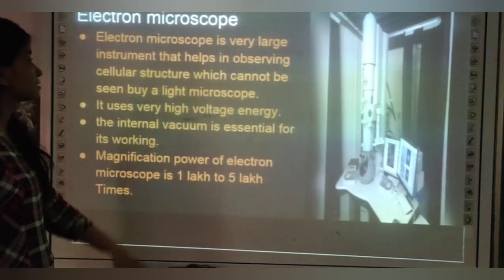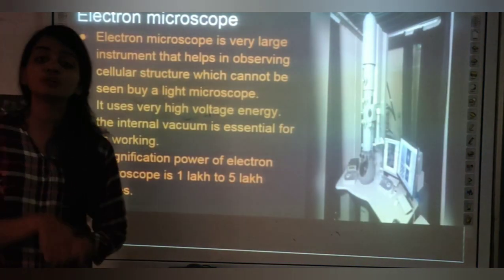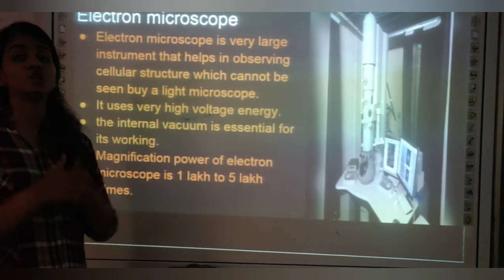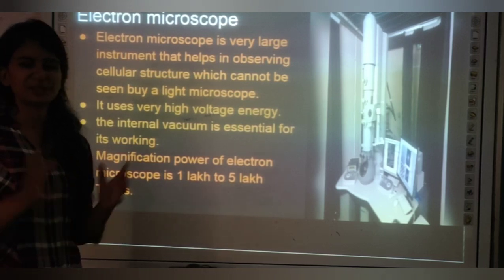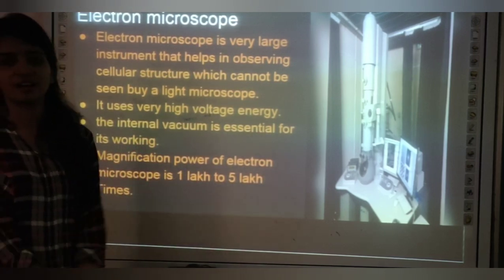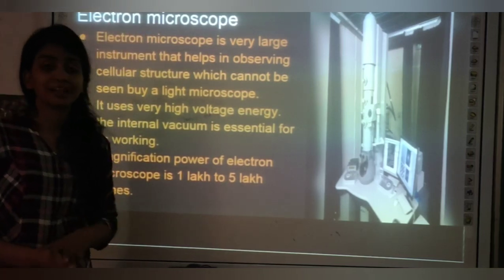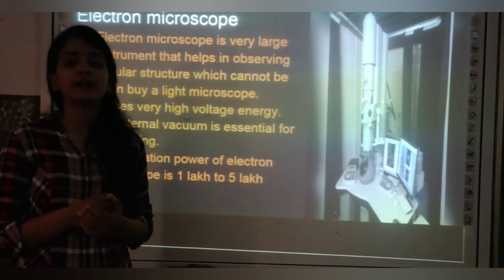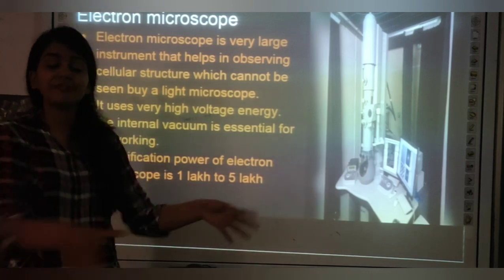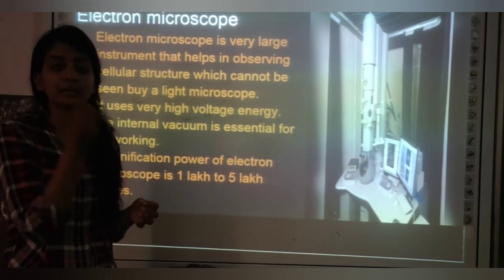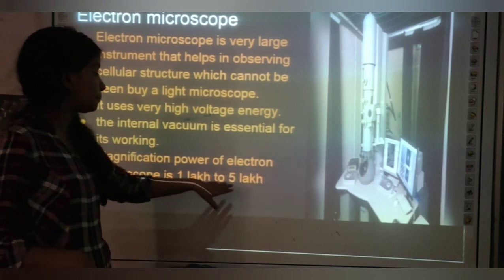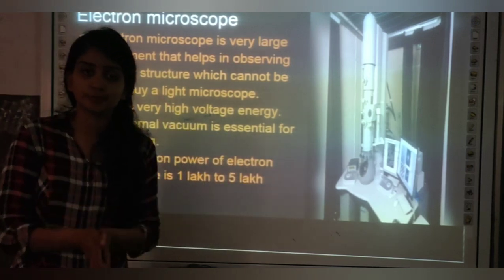So next is electron microscope. The electron microscope was discovered by Knoll and Ruska. Some interesting names are there, Knoll and Ruska. Okay, so what is an electron microscope? In this, we are able to magnify that simple image, that simple cell, up to 5 lakh times.